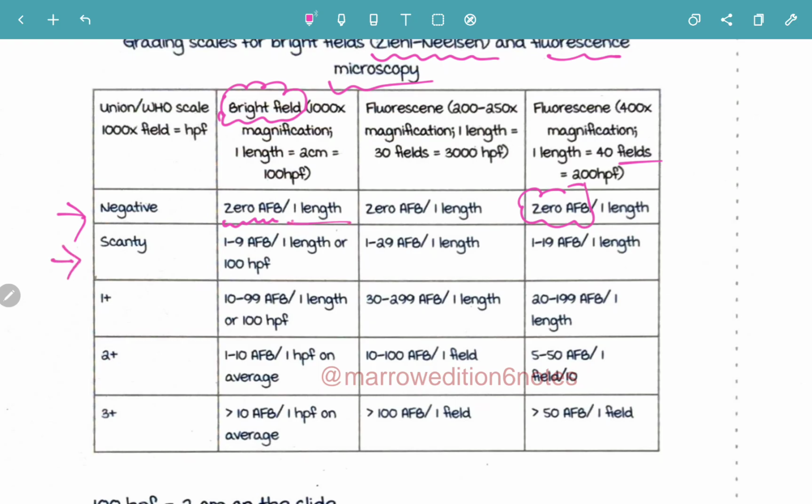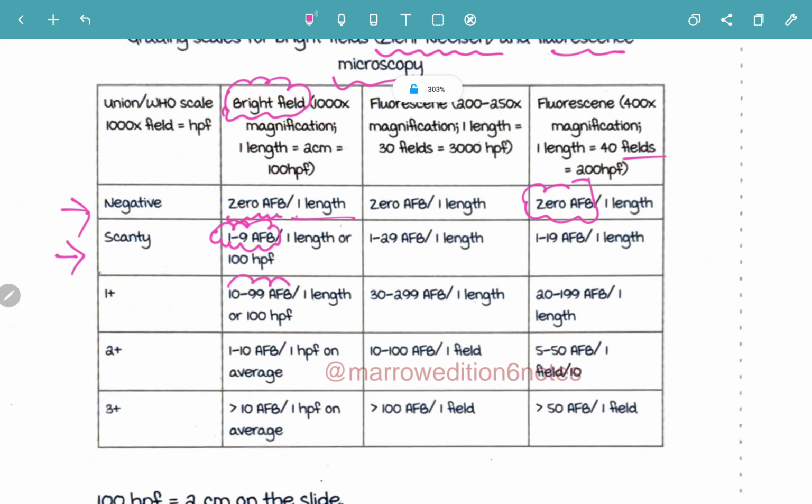So when do you say scanty? If it is 1 to 9 acid fast bacilli per one length or per 100 fields, then it is scanty. If it is 10 to 99 acid fast bacilli per one length or 100 fields, it is plus 1. If it is 1 to 10 acid fast bacilli per one field, then it is plus 2. If it is more than 10 acid fast bacilli per one field, it is plus 3.